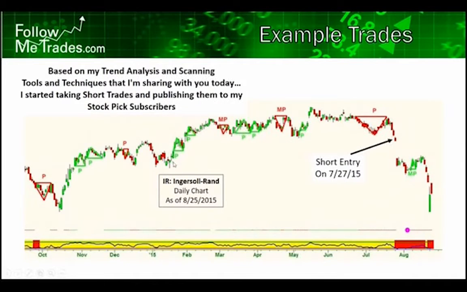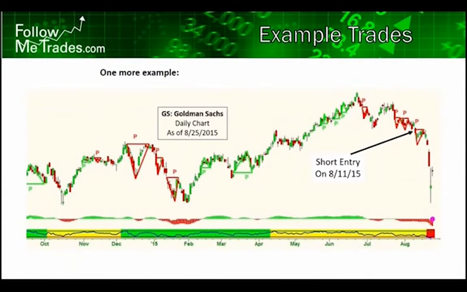And we took a short on Ingersoll Rand. And isn't that lovely when you take a short? We took a short on 727. Now, we didn't know it was going to gap and be this dramatic. We knew it was heading down, or high probability. But isn't that fun? Took a short here, the thing gaps down, and just a monstrous down movement. And my subscribers, I published that to them. They were able to participate in that trade, and we made a good return on that one. Same thing on Goldman Sachs. We took a short entry on August 11th, and it dropped like a rock as well. So that was just good fun.